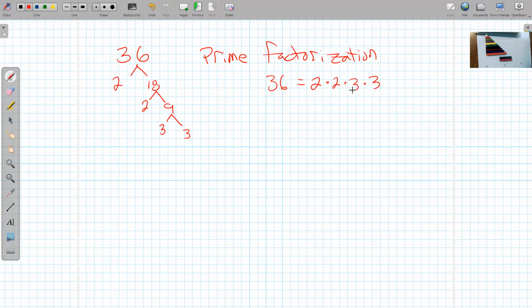And sometimes we'll abbreviate it with exponents. So I could also state this as 2 squared times 3 squared. And again, that's a prime factorization. I'm not finding all the factors, I'm only focusing on the prime ones. Questions?